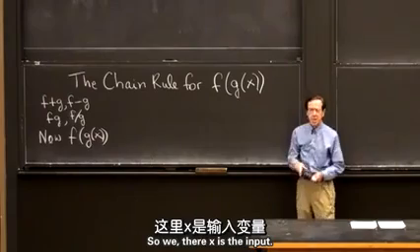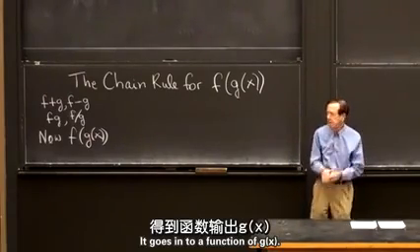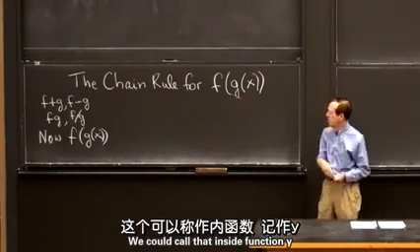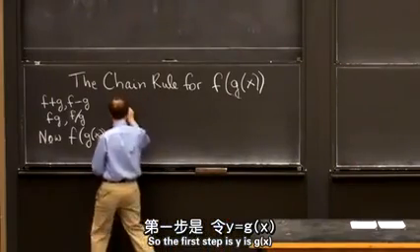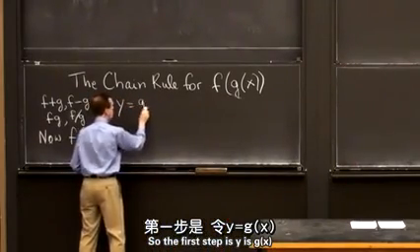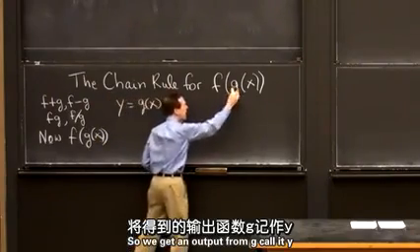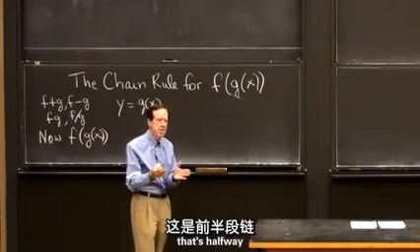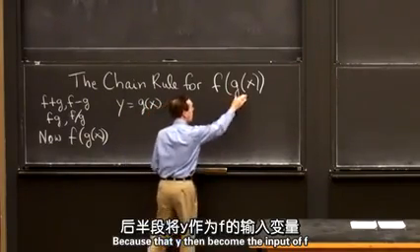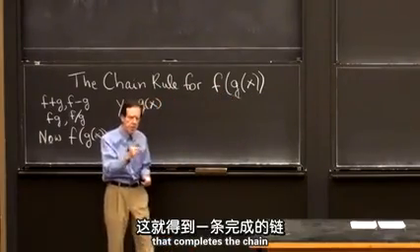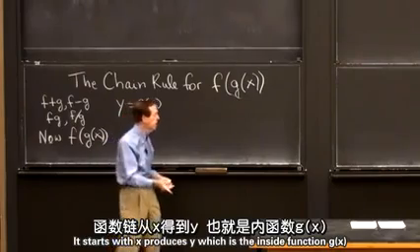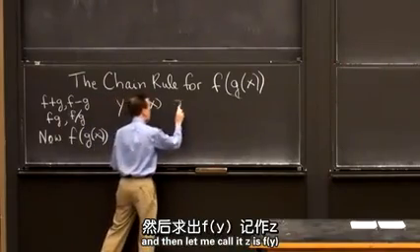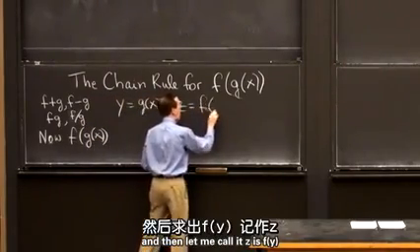So there x is the input. It goes into a function g of x. We could call that inside function y. So the first step is y is g of x. So we get an output from g, call it y. That's halfway, because that y then becomes the input to f. That completes the chain. Starts with x, produces y, which is the inside function g of x, and then let me call it z is f of y.